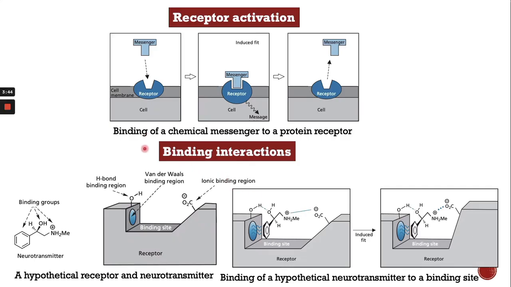So this is the binding of the chemical messenger to the protein receptor. This is the messenger and the specific site on the receptor, which is called the binding site. There is an induced fit between the messenger and the receptor, and then the message is transferred through the receptor inside the cell, right? The main thing we emphasize is the binding, how the drug binds with the receptor.